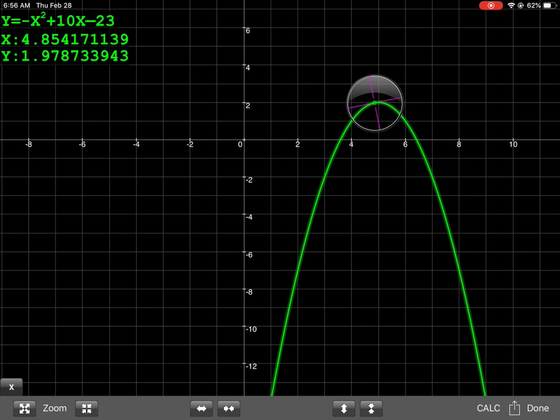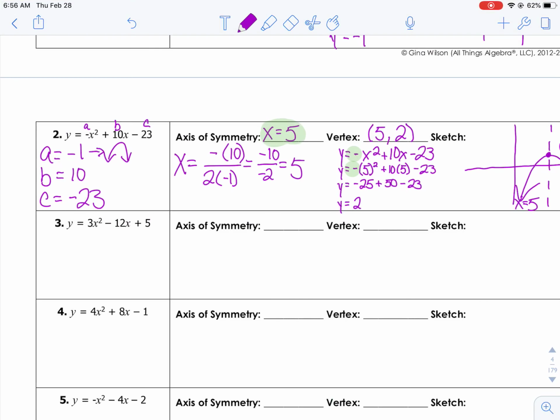My maximum, I can actually trace it on here, and it will show me my max. Nope, maybe, if I can lock it, is at 5.2, which is where our calculation showed it to be. I want you to finish out 3 through 9. Let's get busy.